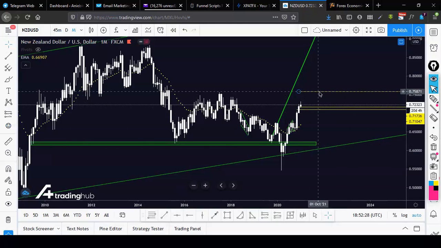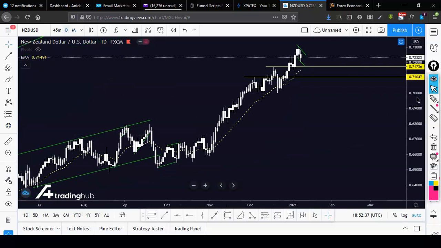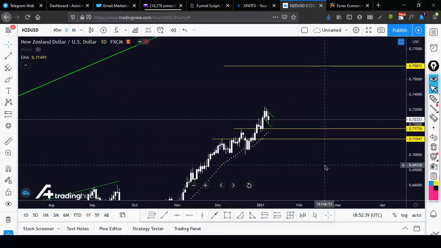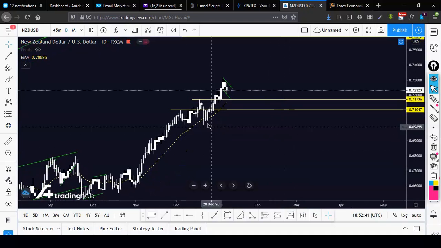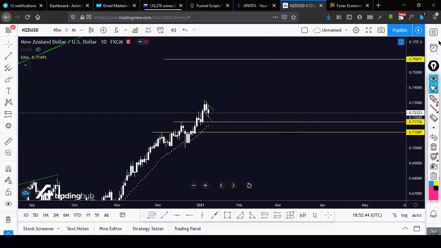So we are looking for buy opportunities back to that top there. So don't be trapped looking for selling opportunities. Alright. Don't be trapped looking for selling opportunities. Make sure you're buying it to that top there.